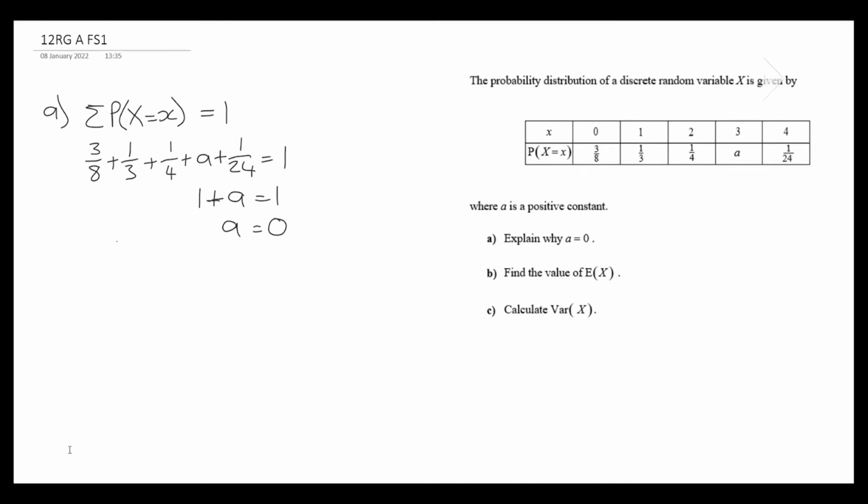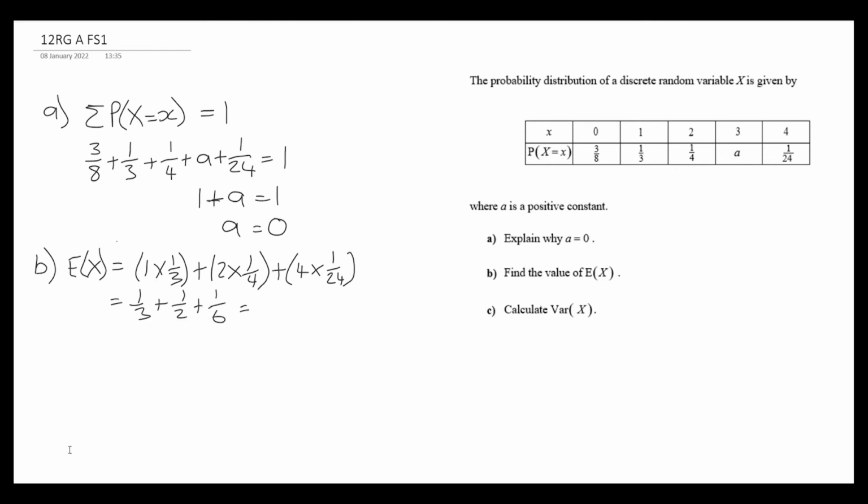Part B of the question asks us to find the expectation of x. So this is a calculation that we're used to. The expectation of x is the sum of the x values multiplied by their associated probabilities. So we'll do that all the way along, but I won't include 0 times 3/8. I already know that's going to be 0, and I won't include 3 times 0 or 3 times a, because I know again that's going to be 0. So these four products added together, that gives us an expectation of 1.